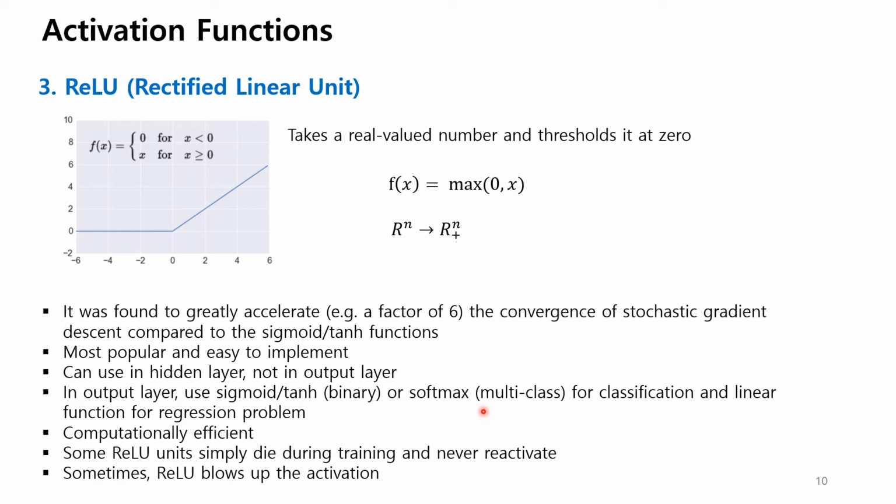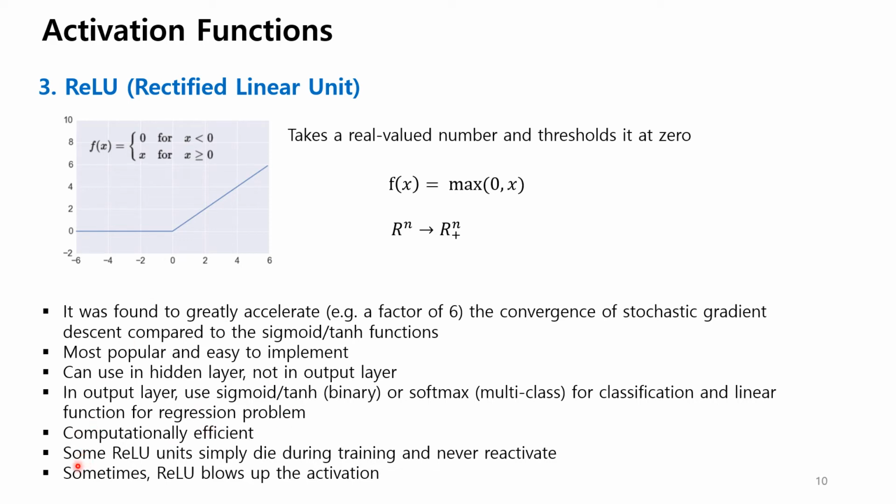Or if you happen to work on a regression problem, you can use a linear function as the activation function. Anyway, you can use ReLU in hidden layers, but do not use it in the output layer. If you work on a classification problem, in the output layer you can use sigmoid or tanh for binary classification, or softmax for multi-class classification. ReLU is computationally efficient. This function is super simple, so computationally very efficient.